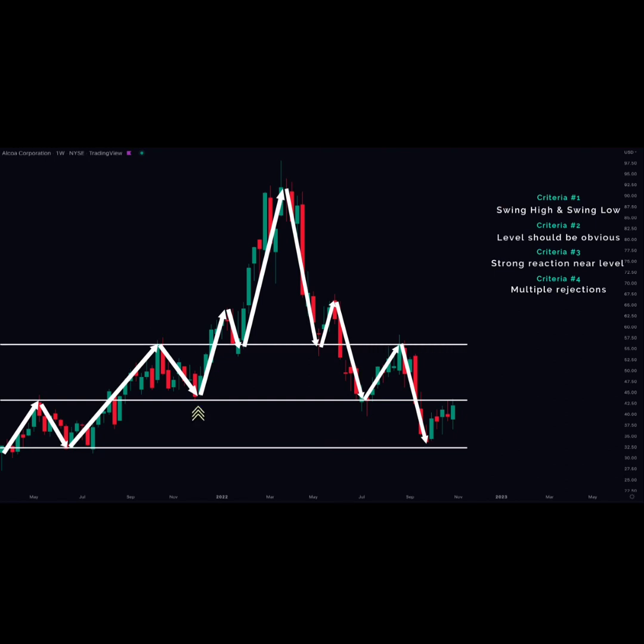This level coincides with one already drawn. Same thing here.